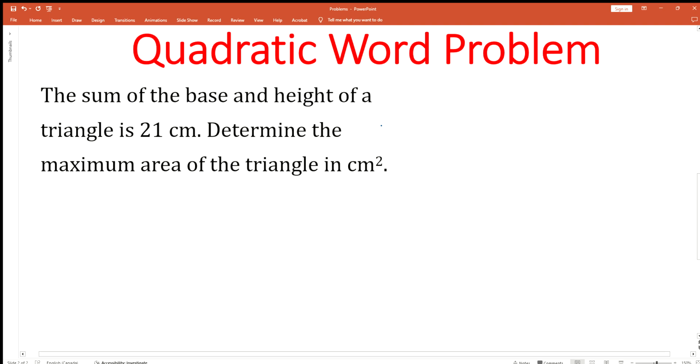In this video, we'll solve a quadratic function word problem. As per the problem, the sum of the base and height of a triangle is 21 centimeters. Determine the maximum area of the triangle in centimeters squared.